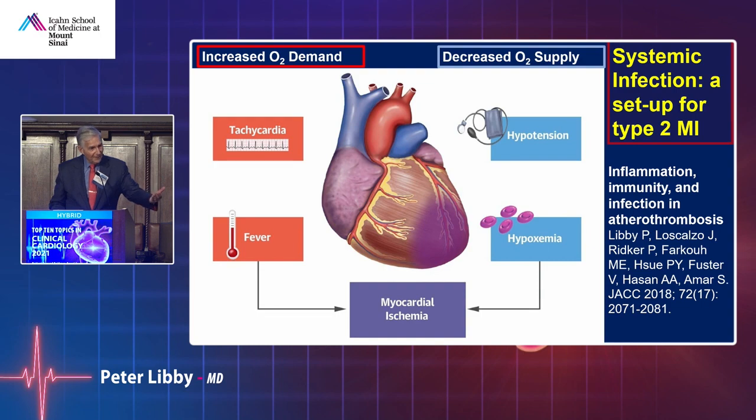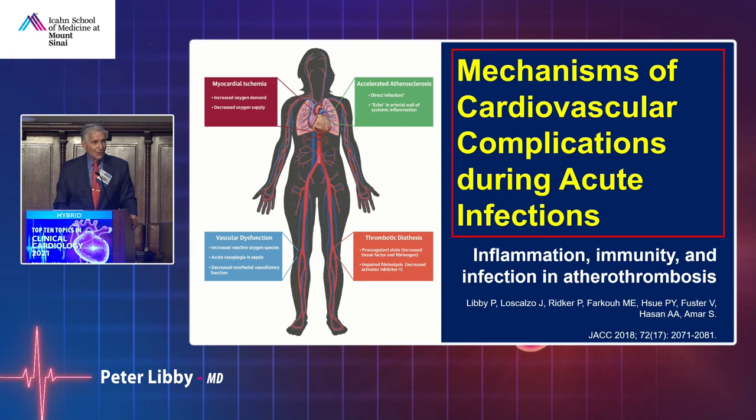Tachycardia and fever, increased oxygen demand, hypotension and hypoxemia reduce oxygen delivery, setting the stage for myocardial ischemia. So we have this demand-supply imbalance. We have the accelerated atherosclerosis due to the echo. We have a thrombotic diathesis, which I don't have time to go into, but you heard a bit about earlier. And then the vascular dysfunction with vasoplegia because of impaired endothelial-dependent vasodilatation. So it's a perfect storm.